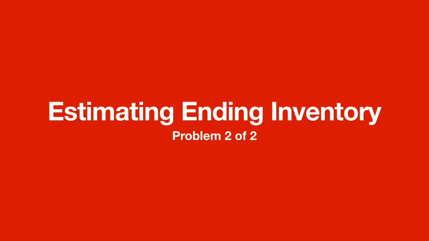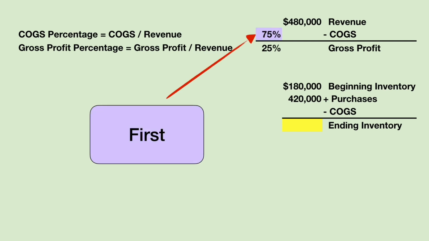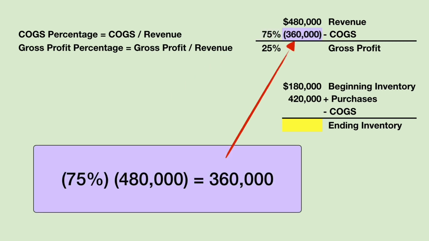We'll do another one very similar to the first one. It's easy if you start the same way. These are the 2 formulas. Every number in black is given. The box in yellow, that's my goal, so I don't forget what I'm doing. First thing we do, it was given that gross profit was 25%. Therefore, I can quickly infer that the cost of goods sold percentage was 75%. And 75% times 480,000 revenue is 360,000 for the cost of goods sold.